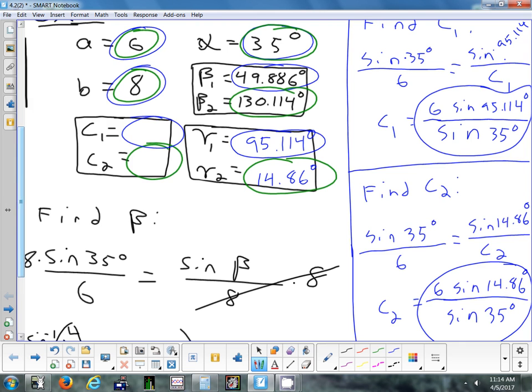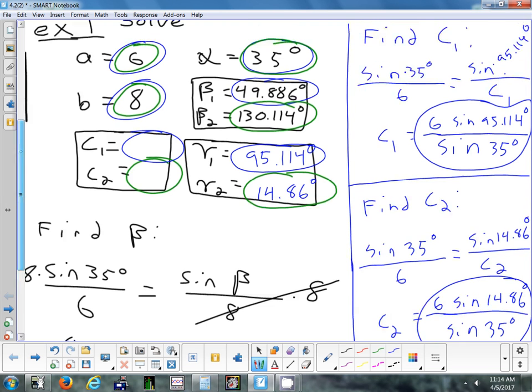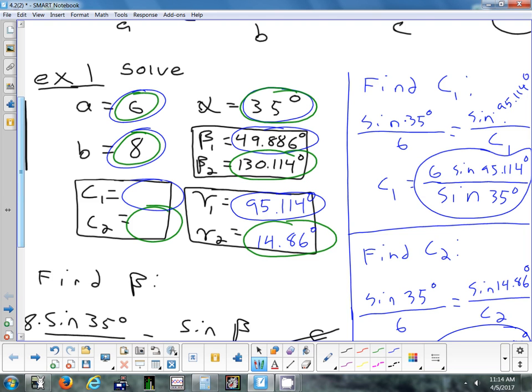Hey, does anybody have the first one? 1.469. Yes, for C1? I'm going to write that off to the side for a second. And what did you get for C2? Or are we still typing in C2? Okay, well, while people are typing in C2, let's look at what we got for C1. I don't even have a calculator, so I can't check if he did it right, but I can check if he did it wrong.